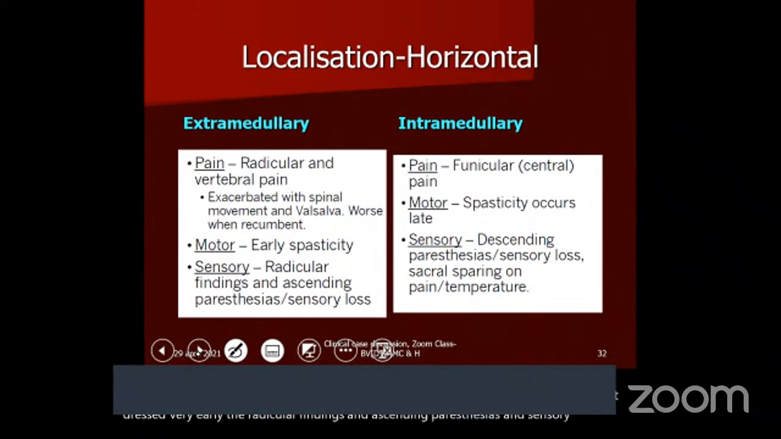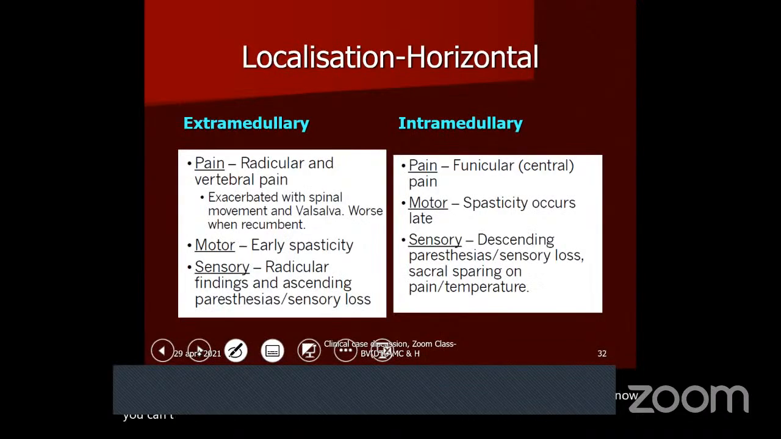Intramedullary, on the other hand, has a central pain called funicular pain. The funicular pain is very ill localized. It is there, but you cannot pinpoint where it is. The spasticity occurs late because the intramedullary lesion is coming from within outward. Descending paresthesia, sensory loss, and sacral sparing of pain and temperature.